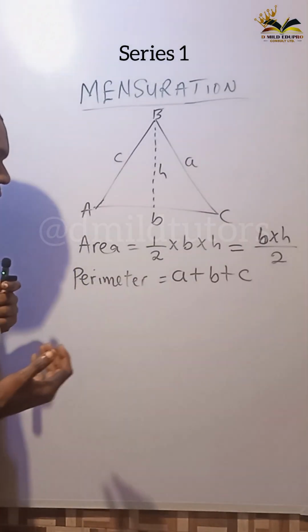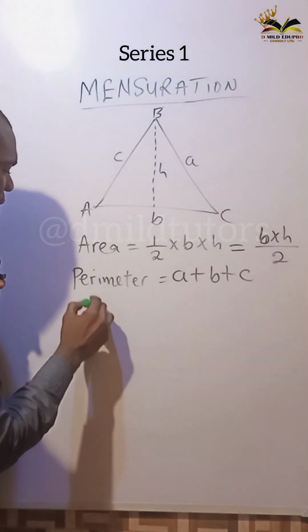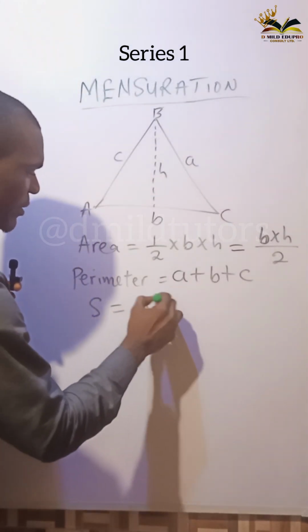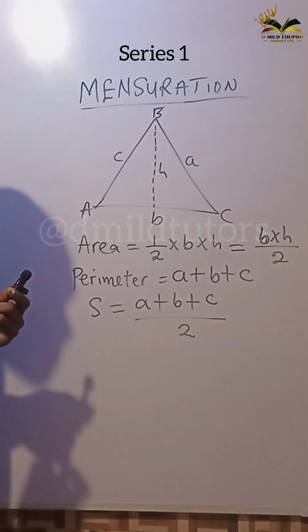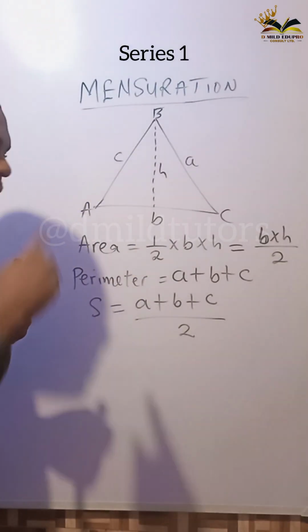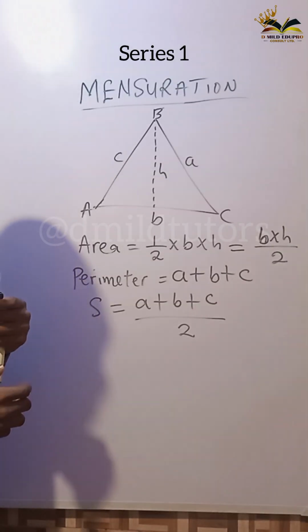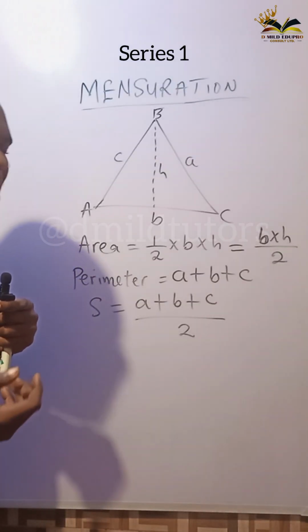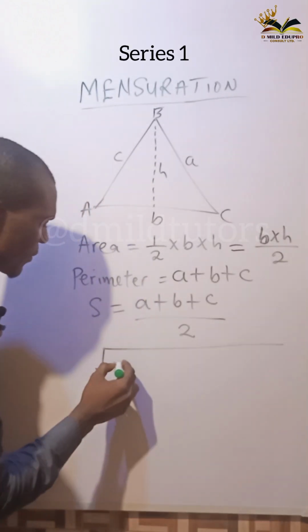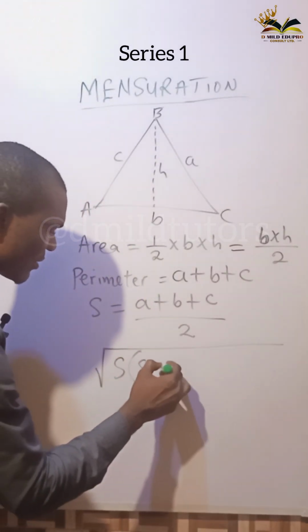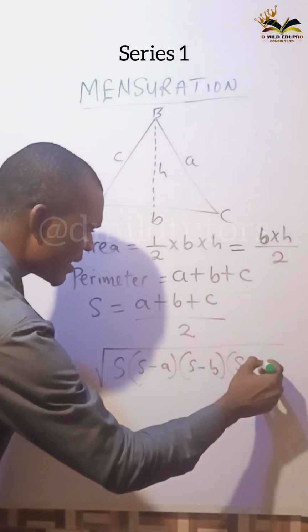Now we have another one. They call it the semicircle perimeter. Okay, and it is represented as (A plus B plus C) divided by 2, the semicircle perimeter. Okay, and then we have another most important formula, which is Heron's formula, right? Heron's formula is given as this, where you have your square root of S times (S minus A) times (S minus B) times (S minus C).